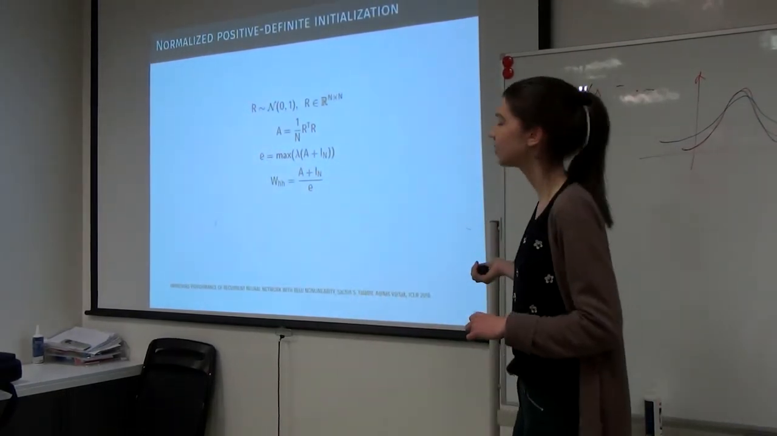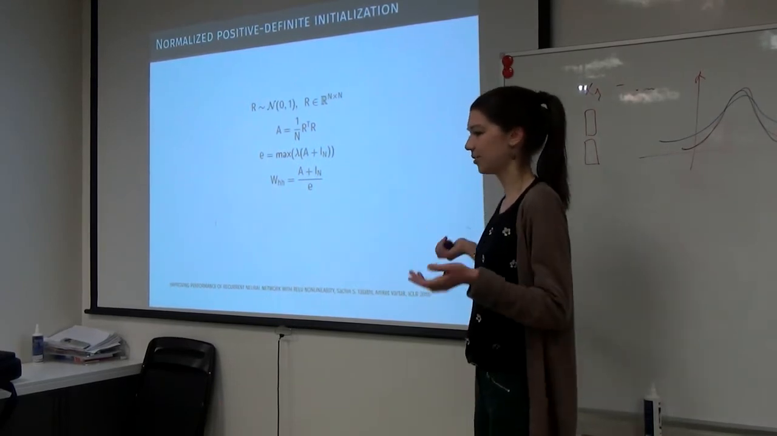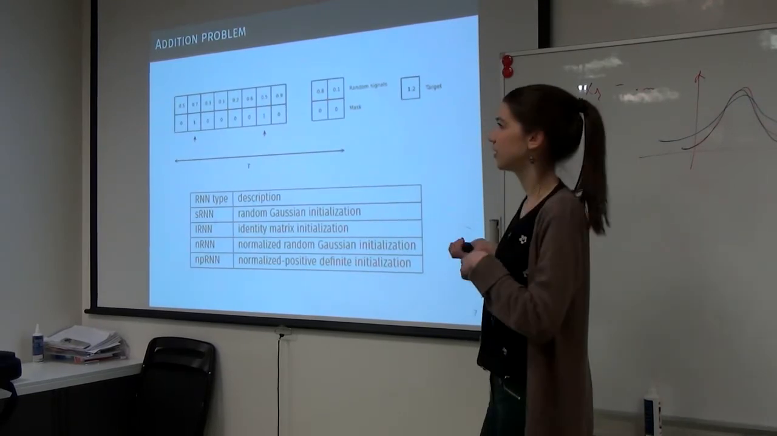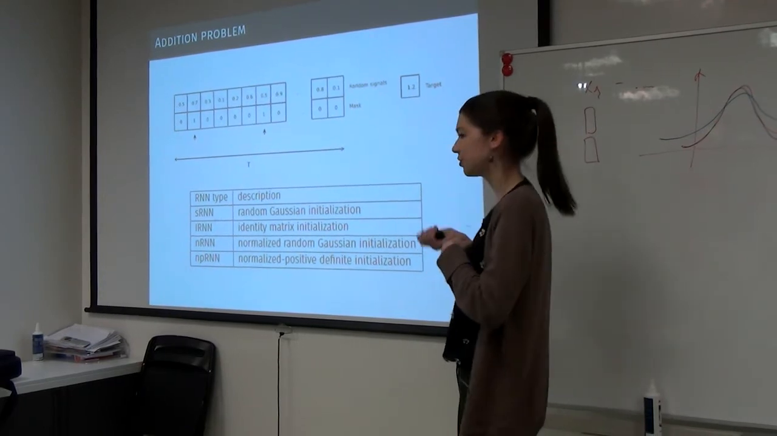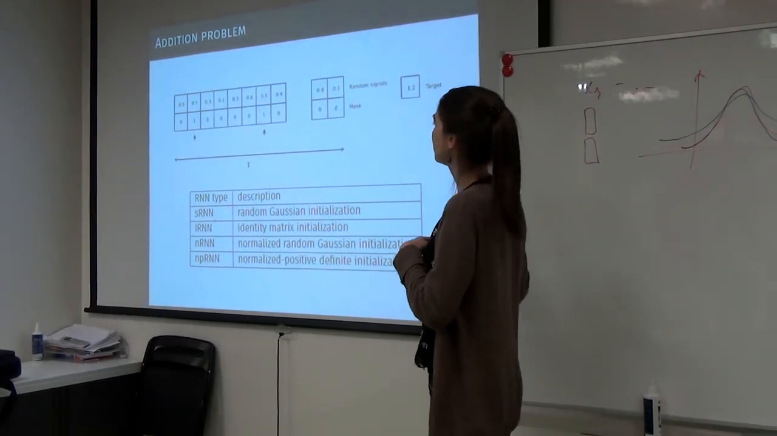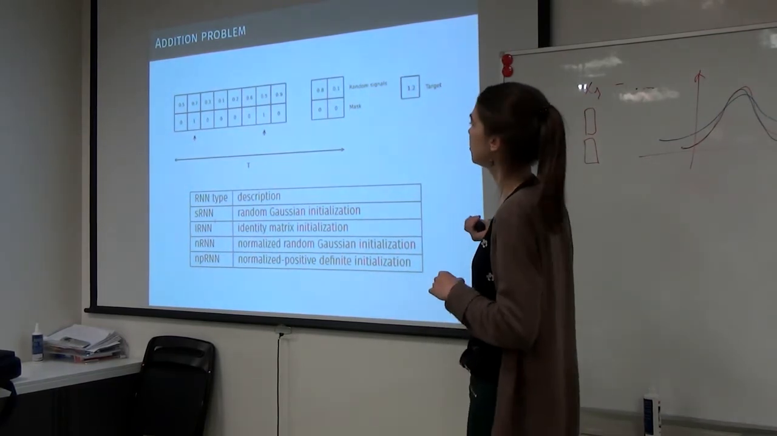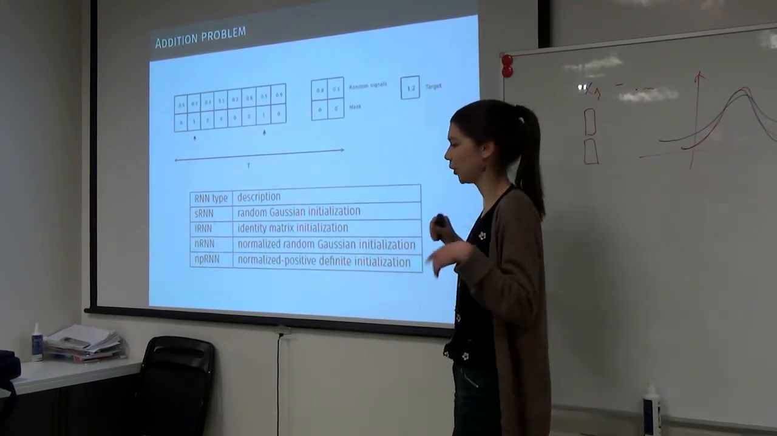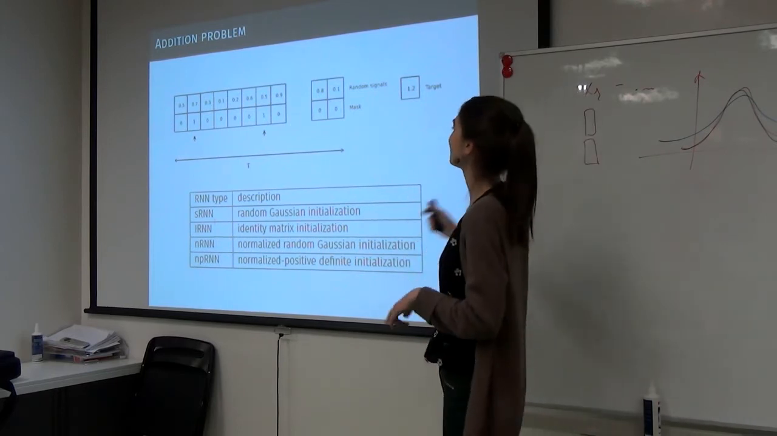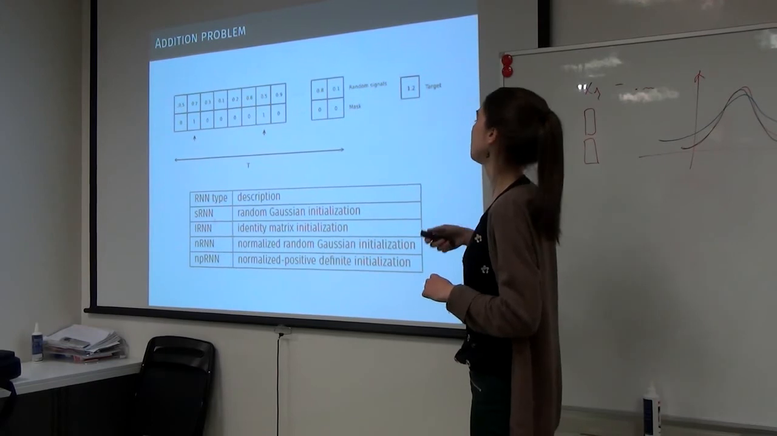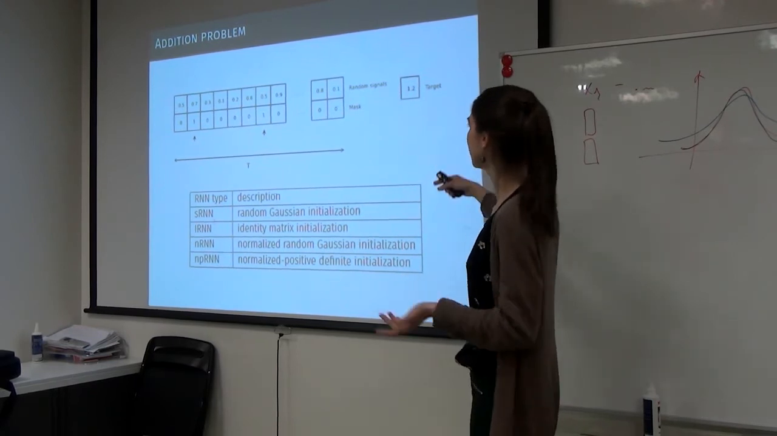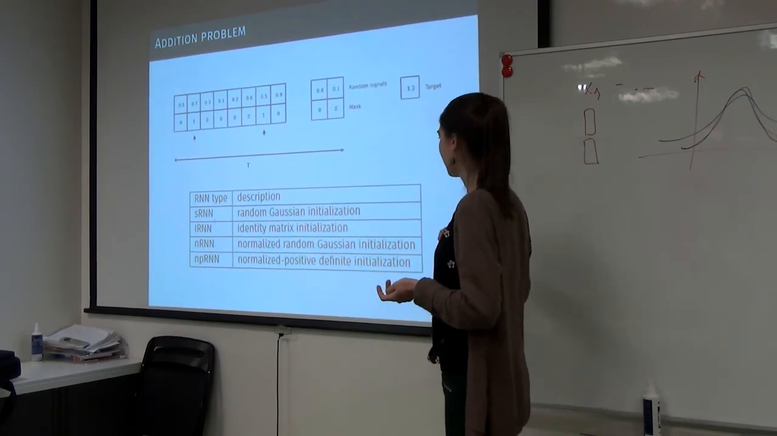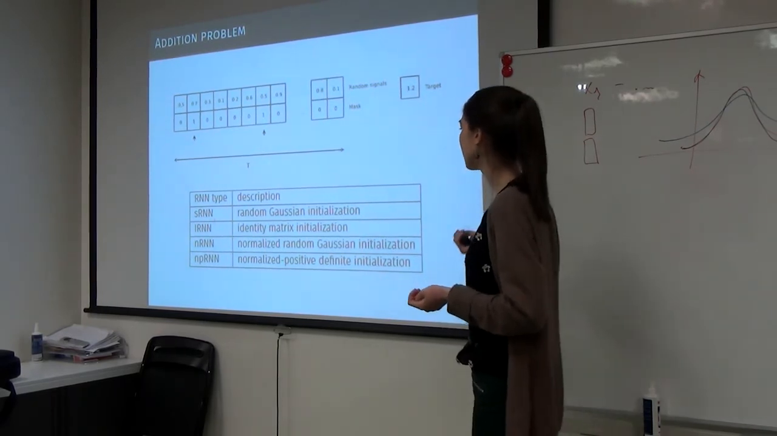So the authors tested this initialization on a number of toy problems. We start from the addition problem. We have a two-dimensional sequence as the input. The first sequence is just numbers sampled from the standard uniform distribution, and the second sequence is the mask, where we have only two non-zero numbers. Our target is the sum of the numbers selected when we apply the second sequence, the mask, to the random signal.